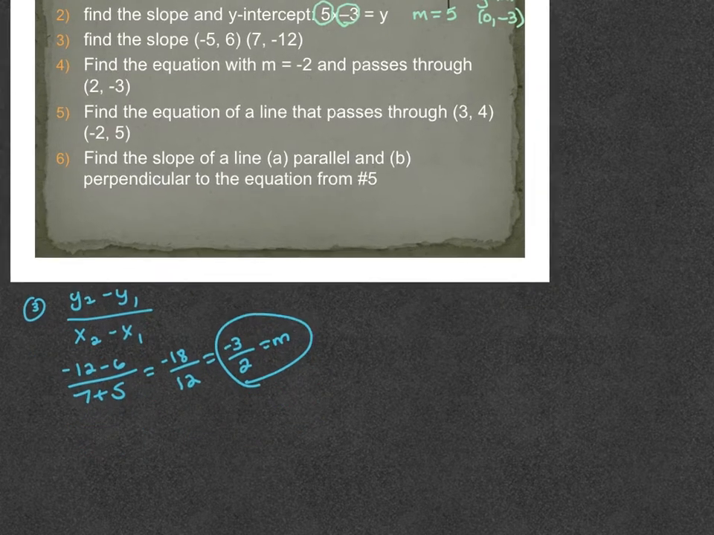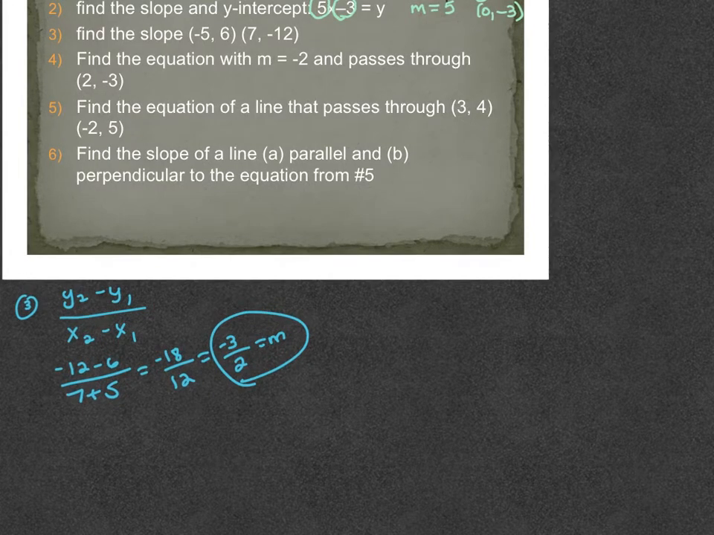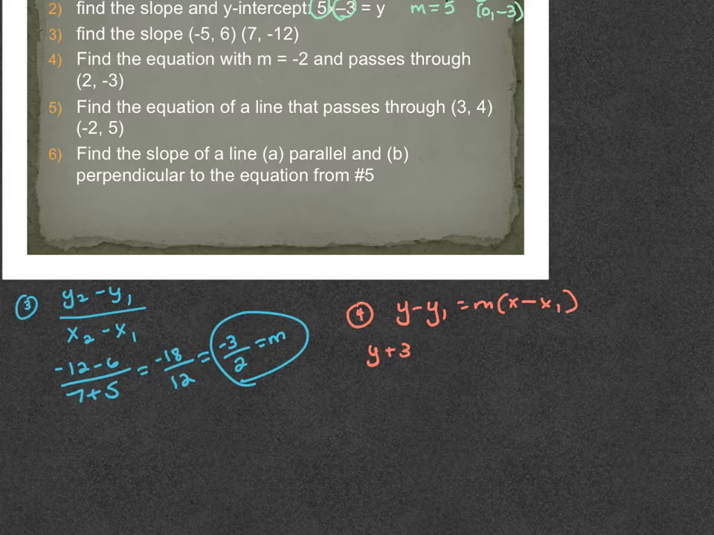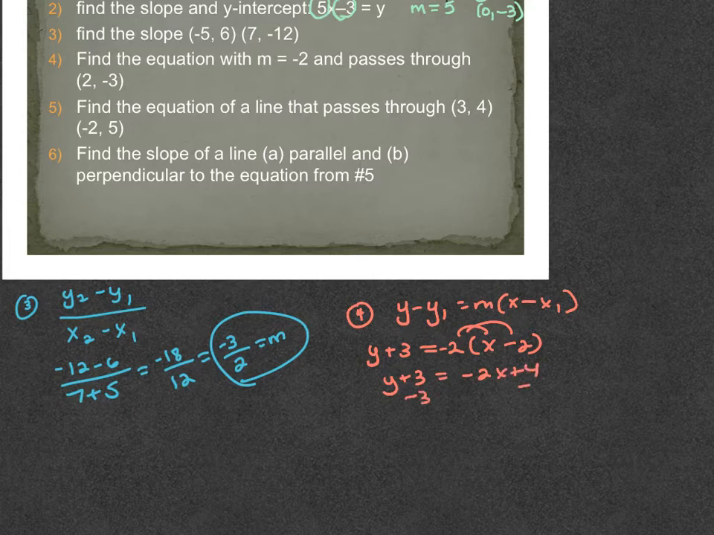Okay, number 4, find the equation with m equal to -2 passing through point (2, -3). Remember, I prefer point-slope, but it doesn't mean you have to. I will work it out this way. You can also use y equals mx plus b. y minus -3 becomes +3 equals -2 times (x minus 2). Distribute the -2. y plus 3 equals -2x plus 4. Subtract the 3, y equals -2x plus 1.